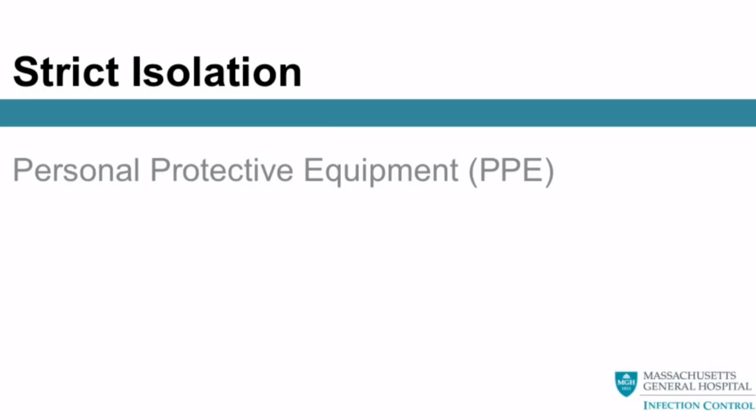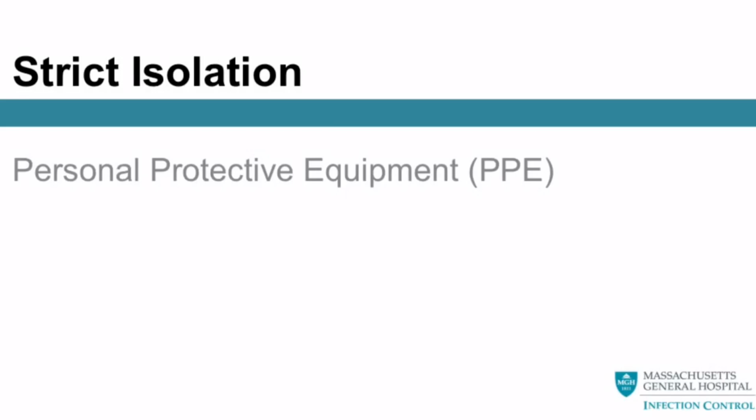as PPE, that must be worn when entering the room of or caring for a patient who is on strict isolation. Strict isolation is a combination of two other types of isolation precautions that you are already familiar with. They are contact isolation and airborne isolation.